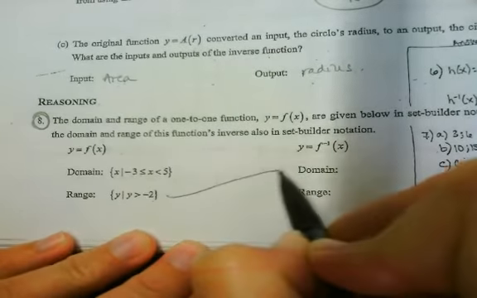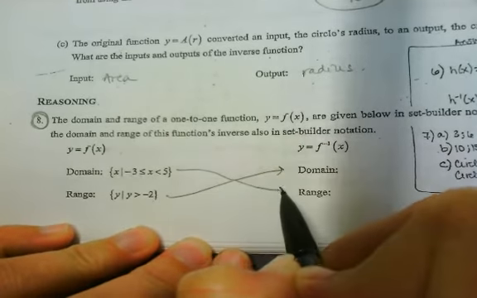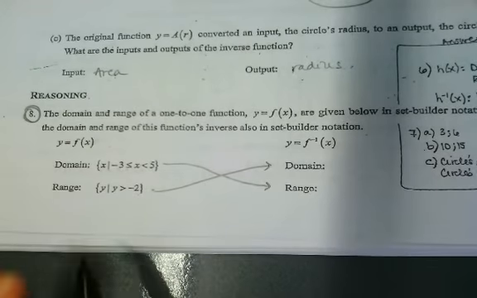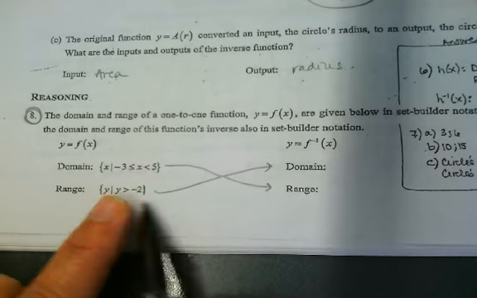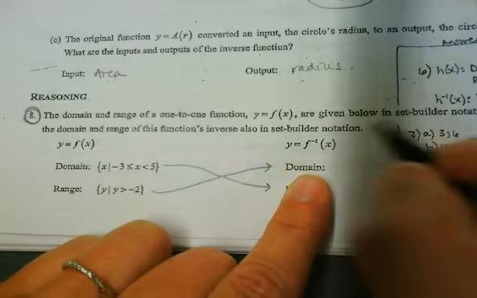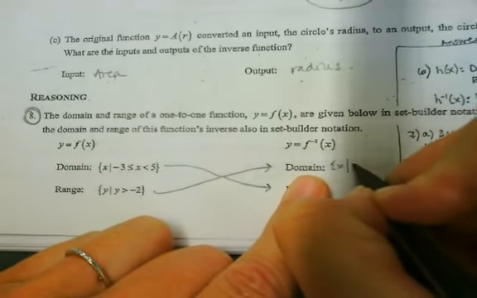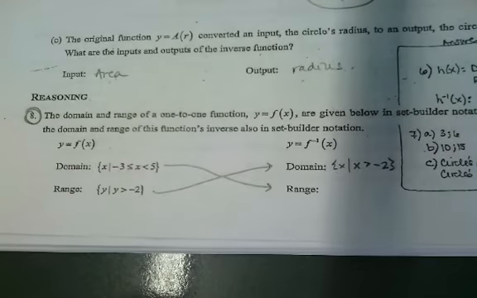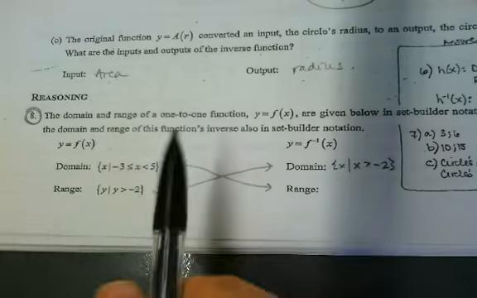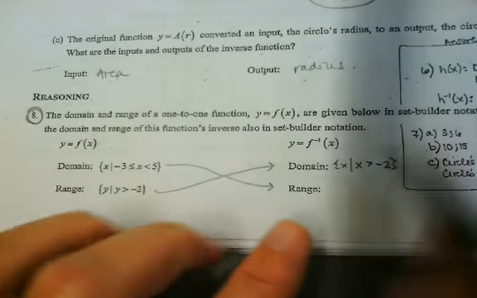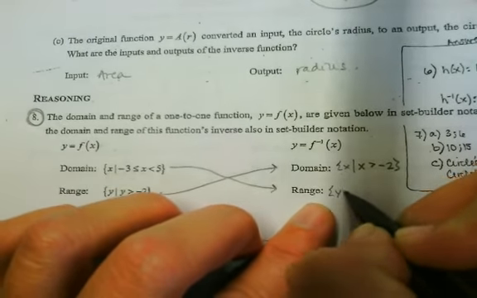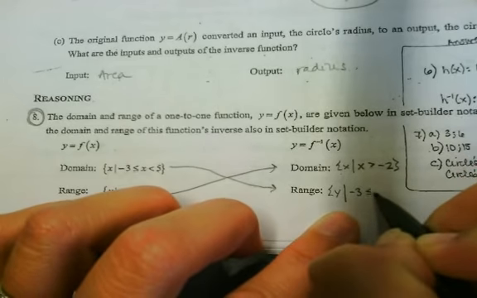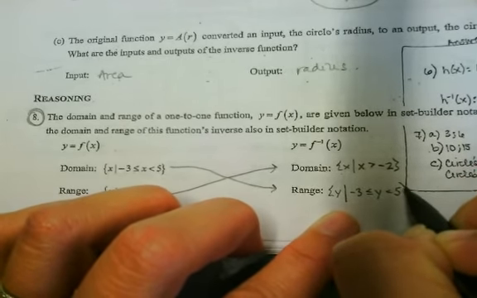So what do we do for the domain and range on the inverse? Flip them. Now, instead of using y's, I'm going to use x's. So it's the set of all x's such that x is greater than -2, because domain always has to be your x coordinates. And your domain numbers become your range. So the set of all y's such that -3 is less than or equal to y is less than 5.